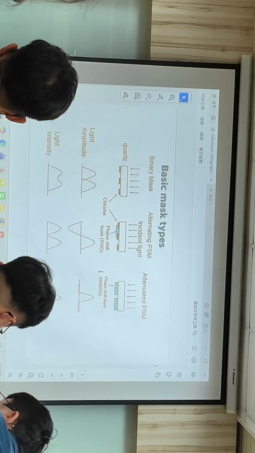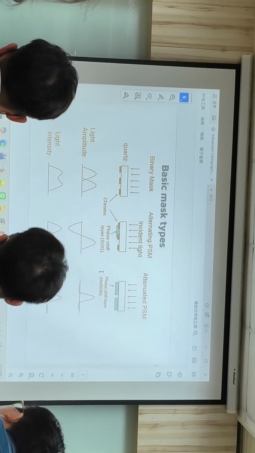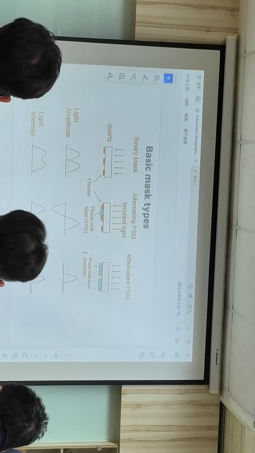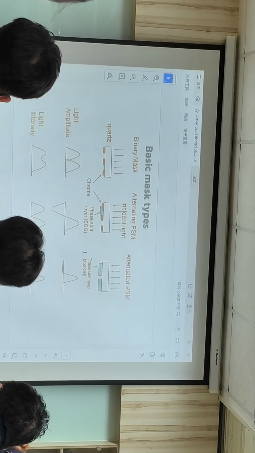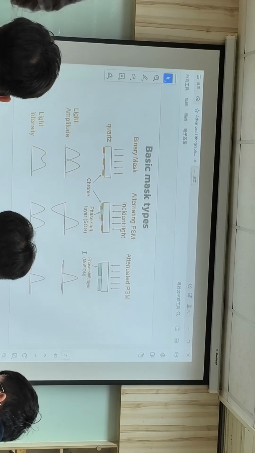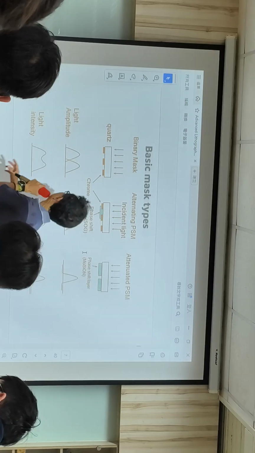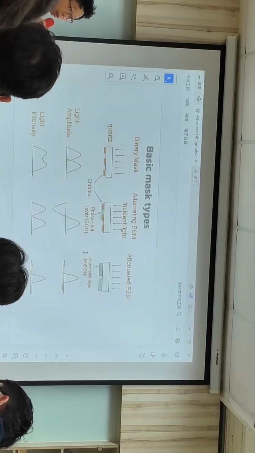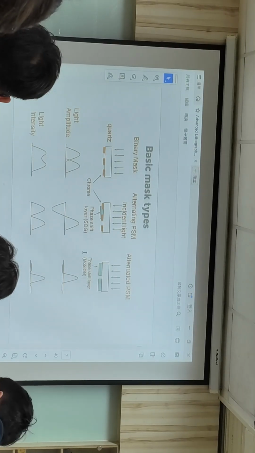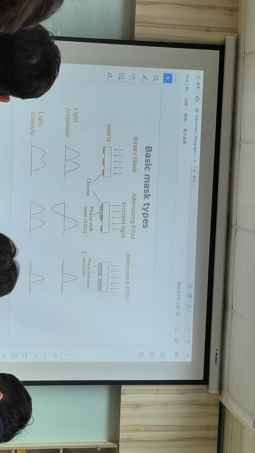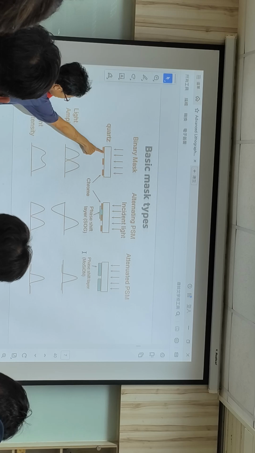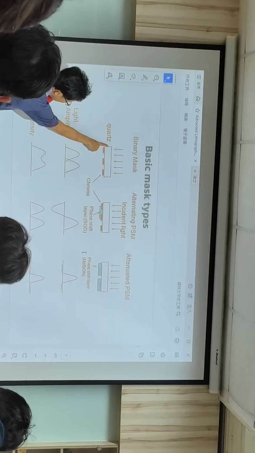Okay, so the main types of mask. Of course, some lithography does not use a mask, but the majority of lithography still uses a mask. The basic mask is a binary mask, and the other two are an alternating phase shift mask and an attenuated phase shift mask. Binary is very easy to see. This is chrome, and this is quartz.